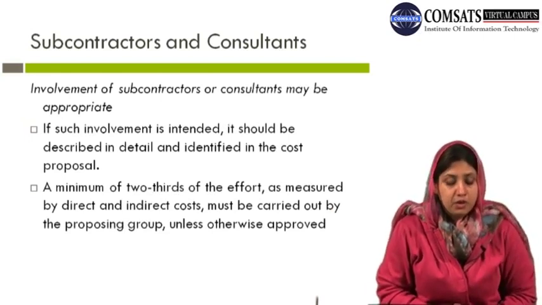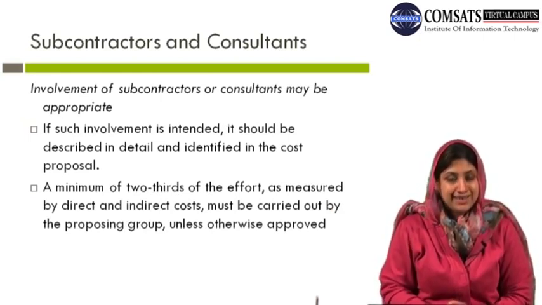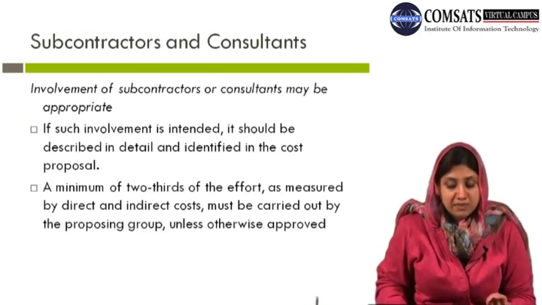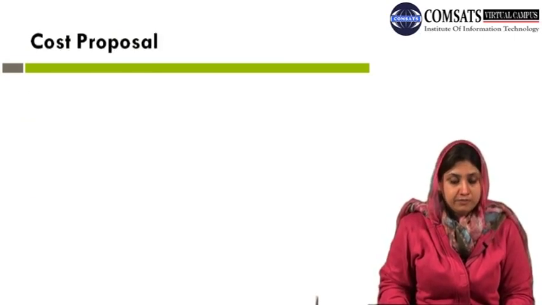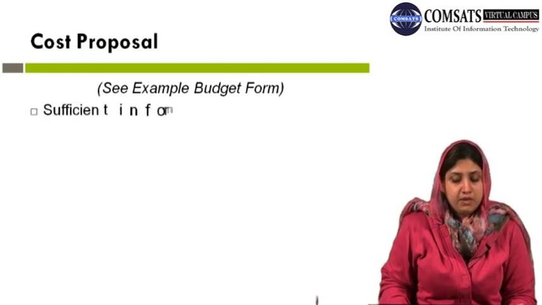A minimum of two-thirds of the effort, as measured by direct and indirect costs, must be carried out by the proposing group unless otherwise approved. Now you see an example and the budget form.